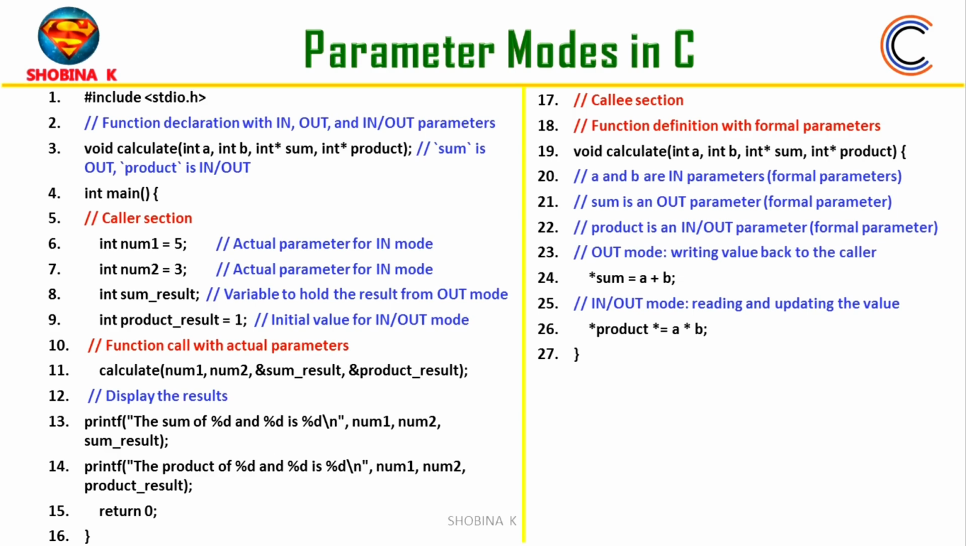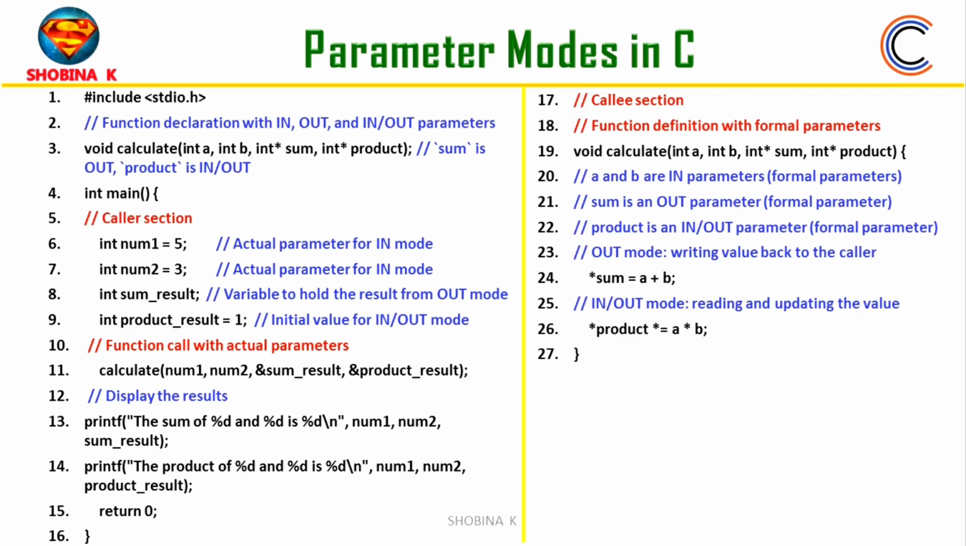And next we have the function call with actual parameters. Line 11 calls the calculate function with 4 arguments. Num1 and num2 are passed by value. Ampersand sum_result and ampersand product_result are passed by reference. So num1 and num2 are in parameters. They are copied to a and b in calculate.